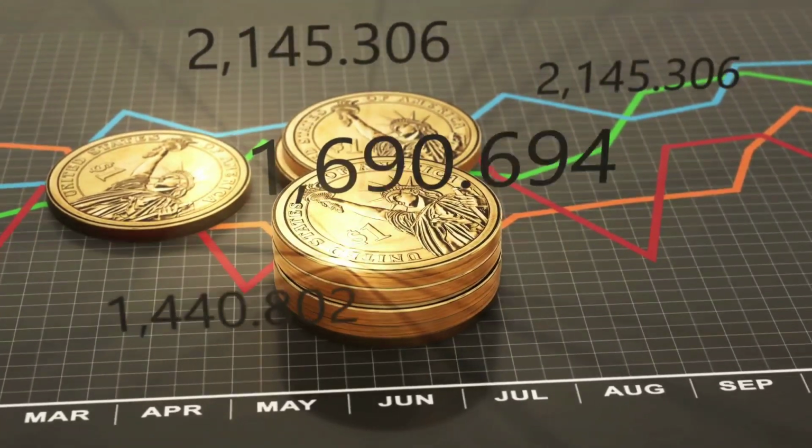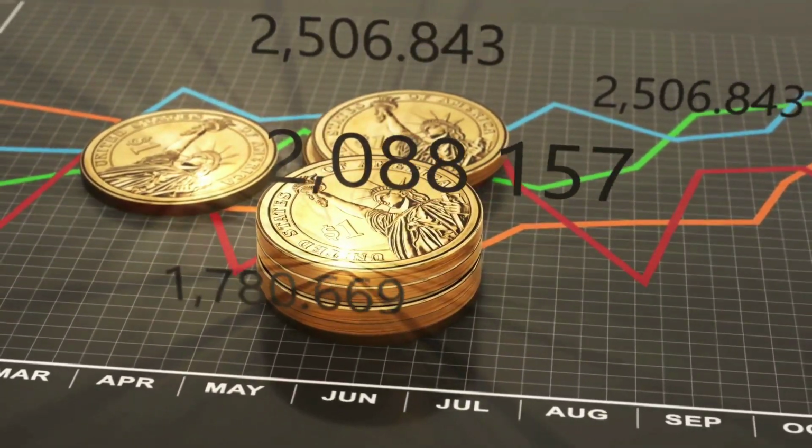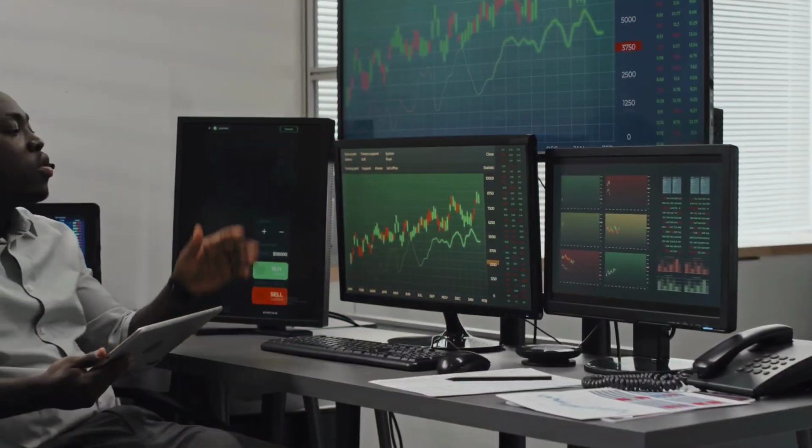In addition, investors ought to give some thought to making use of a tax-advantaged account, such as a Roth IRA or 401k, in order to lessen the financial impact that is caused by dividend payments.